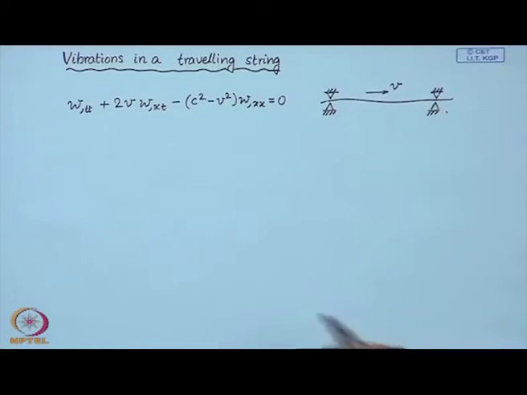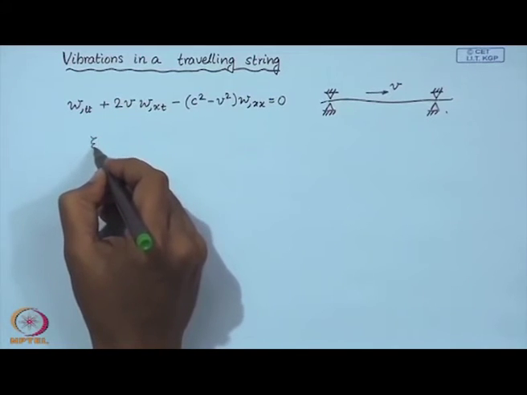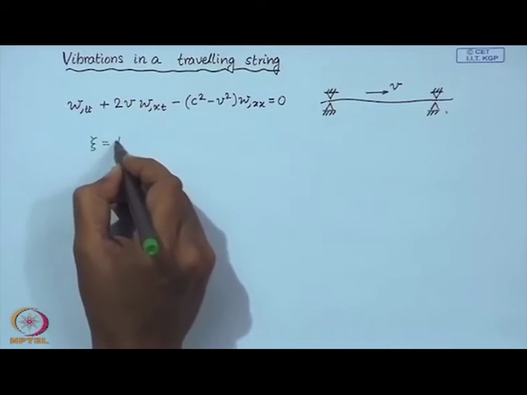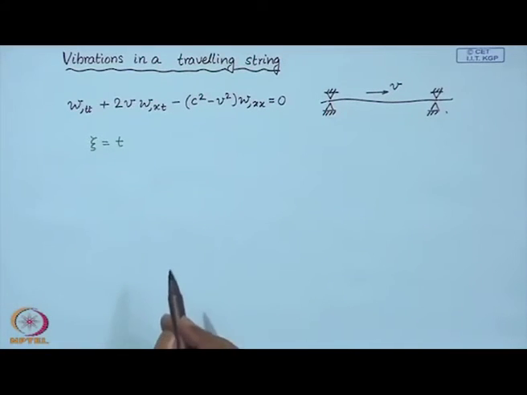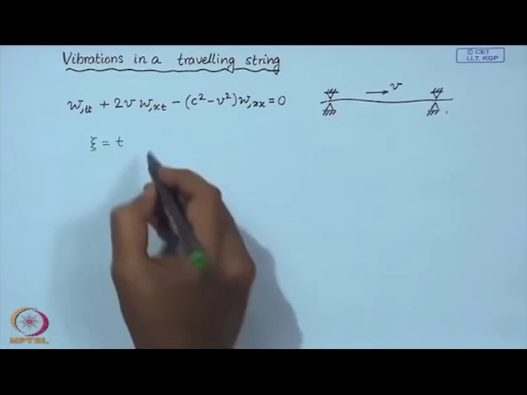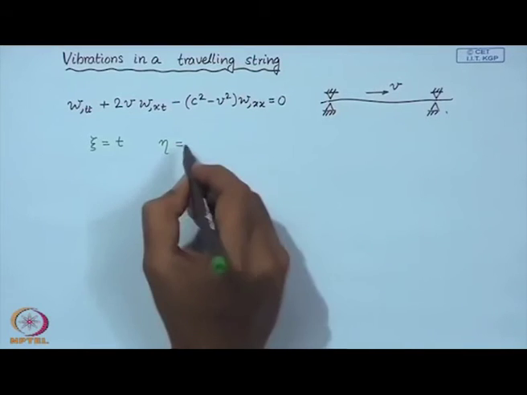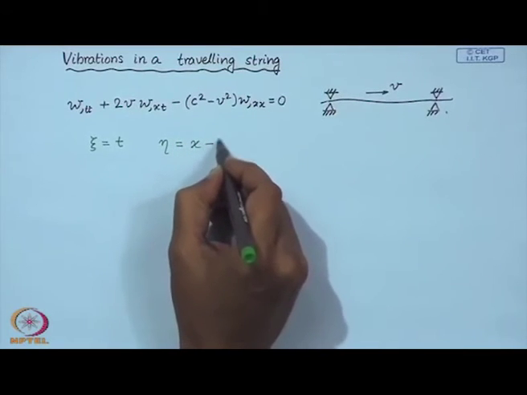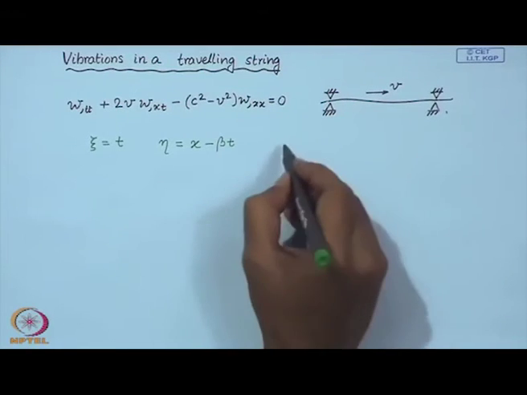Now, let us look at this little transformation. Let me define a new coordinate xi as equal to t, and another coordinate eta as x minus beta times t, where beta is a constant.